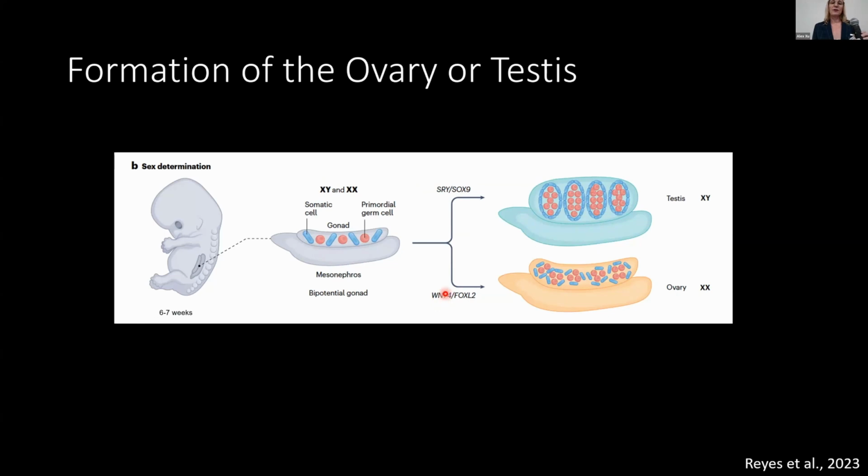In this high Wnt4 environment, which occurs in the absence of SRY and SOX9, we begin to have the expression of another transcription factor called FOXL2, and FOXL2 drives those same progenitors that form Sertoli cells in the testis to form granulosa cells in the ovary. So FOXL2 drives granulosa cell formation. And that is completed by 7 weeks post-fertilization.